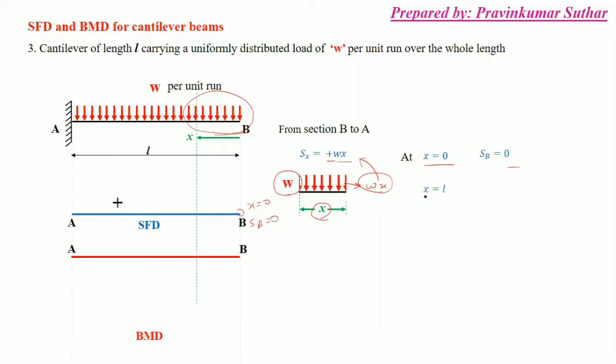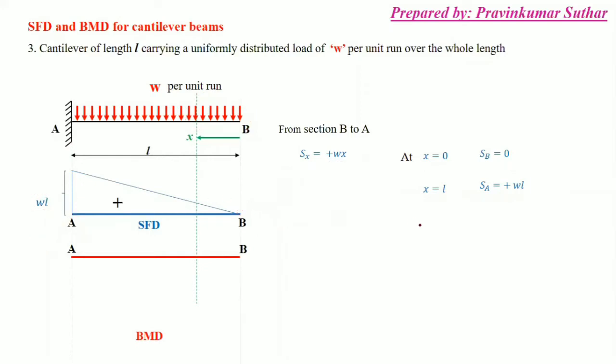And second, at x is equal to L, at this point, the value of SA will be equal to plus wL. So simply I can say SA will be equal to plus wL. Okay, so simply put the values. After that, this is wL, that is at point A, and next is the bending moment.